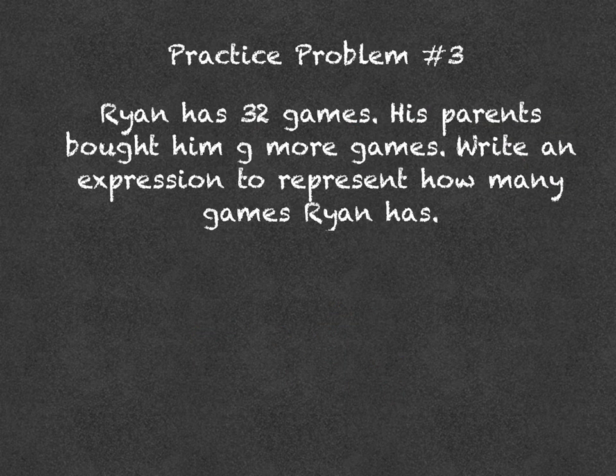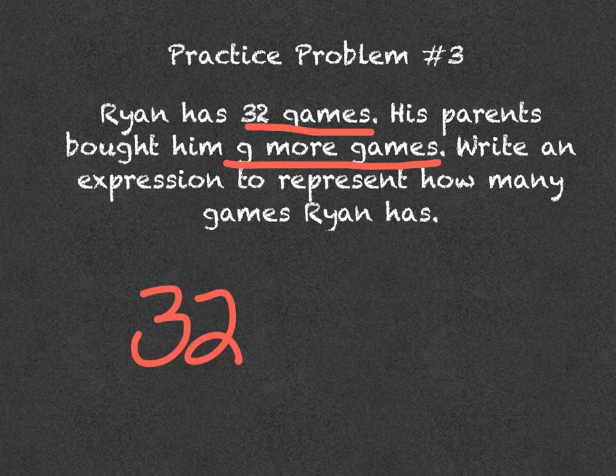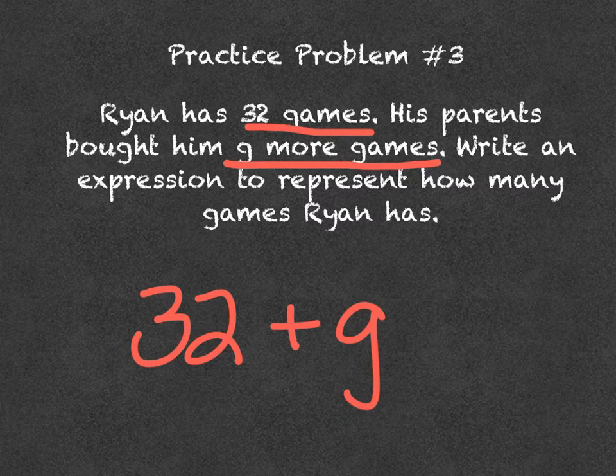Okay, number 3 says Ryan has 32 games. His parents bought him G more games. Write an expression to represent how many games Ryan has. Okay, so underline 32 games. His parents bought him G more games. So he was starting with 32, and they bought him more, so he's adding G, the unknown amount that they bought for him.